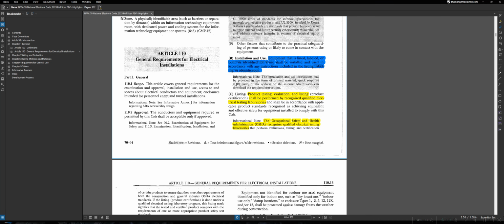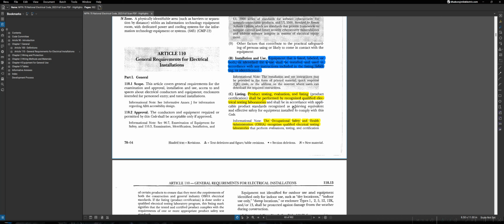To go with listing as well on that thought, essentially all the equipment that we install has to be recognized and listed. Specifically, that listing has to be performed according to Part C here by a recognized qualified electrical testing laboratory. In North America, that is commonly referred to as a national testing laboratory, or a nationally recognized testing laboratory, or an NRTL for short.